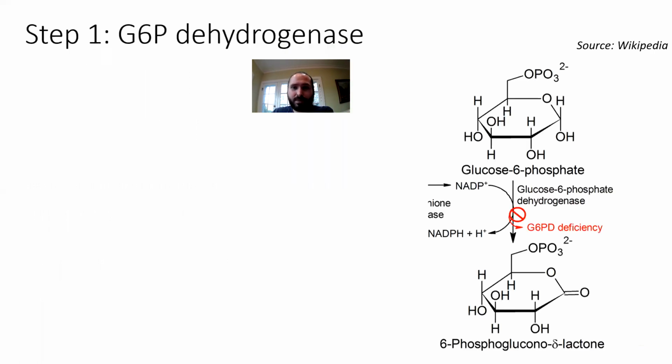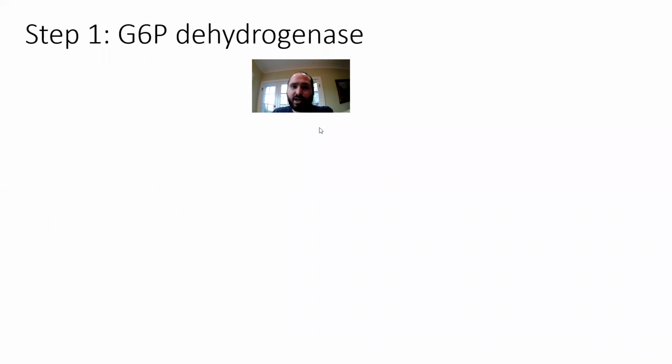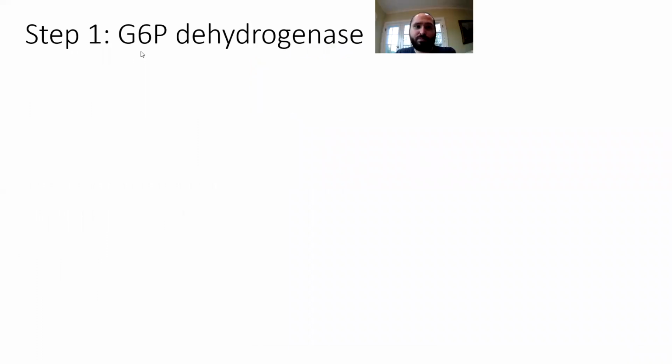Sure. So step 1 of the pentose phosphate pathway oxidative phase is going to be conducted by glucose 6-phosphate dehydrogenase. So based on the name, what does this enzyme do? Oxidation. Mm-hmm. So it's going to oxidize its substrate, glucose 6-phosphate, and then it's going to reduce what?